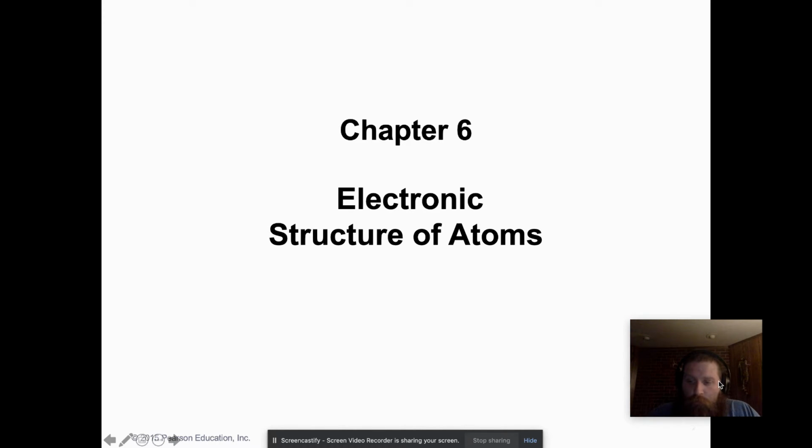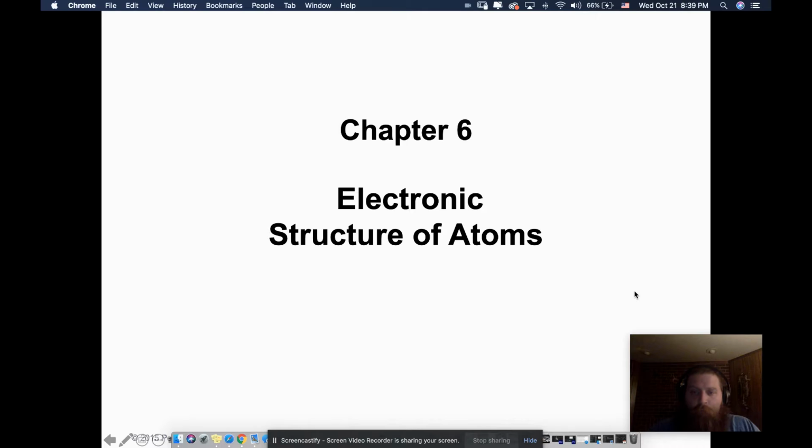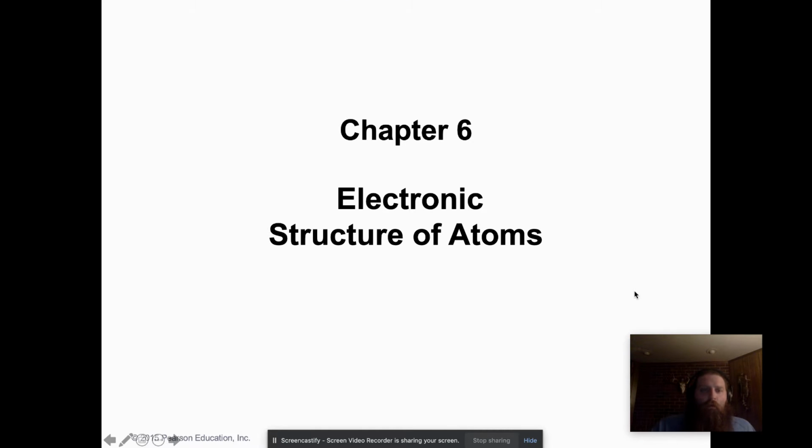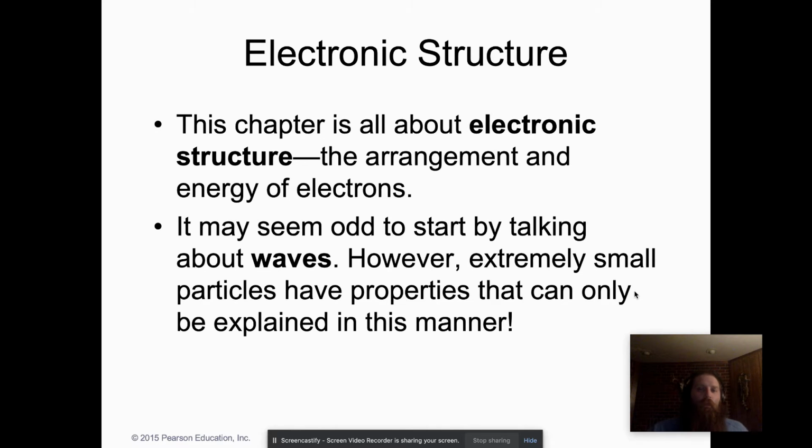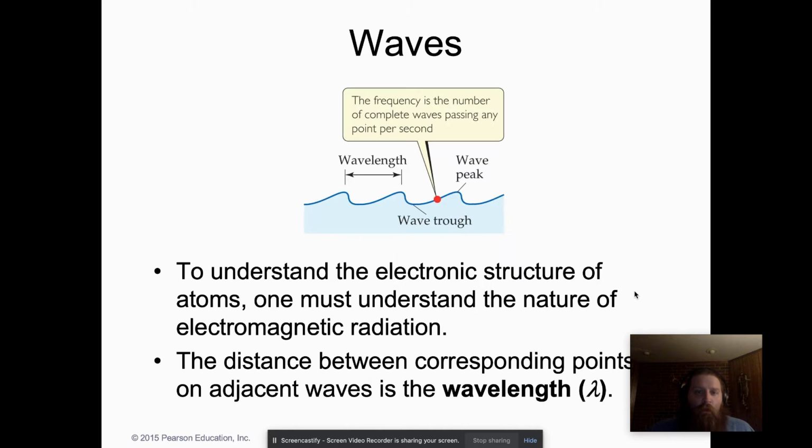In the second video, we'll look more at the quantum numbers, the electron configurations, and just a little more depth than we did last year. So, like I said, this chapter is all about electronic structure. In order to get into the electrons, though, we're going to start by talking about some wave theory. So, wave theory involves just a few simple concepts.